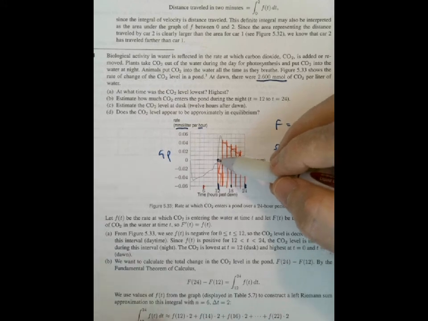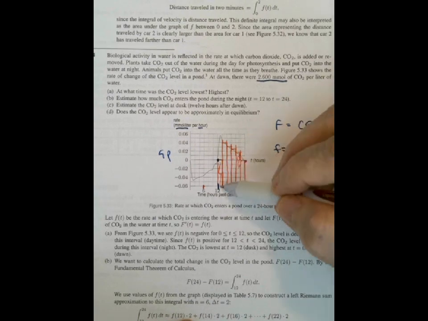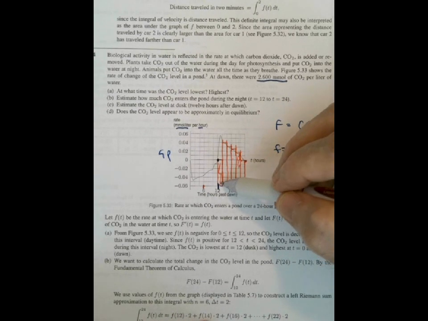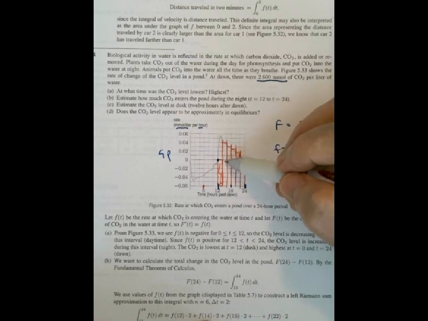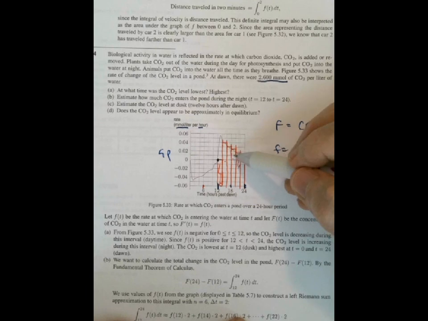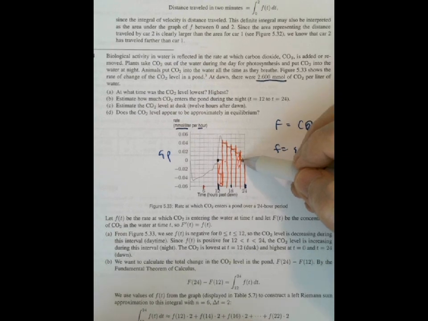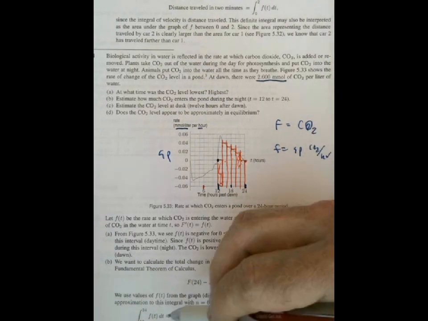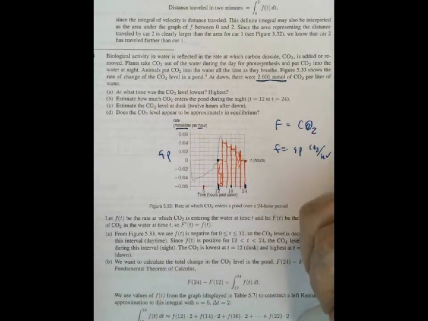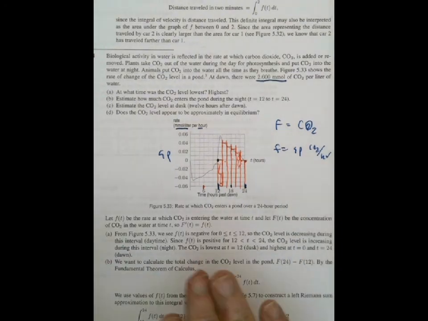So we're going to use whatever f of 12 is times delta t, because notice that the delta t here is 2 hours. Then f of 14 times 2. Then f of 16 times 2. Then f of 18 times 2. f of 20, all the way up to f of 22, which is this one here. Now we find the height of all of those rectangles and multiply each one by 2 to get that area.